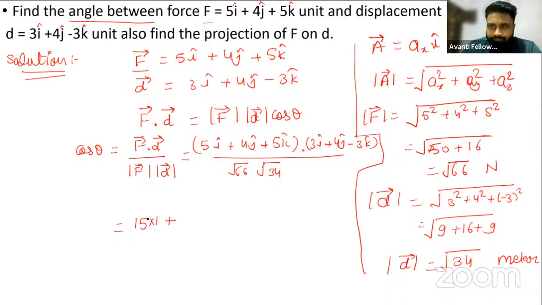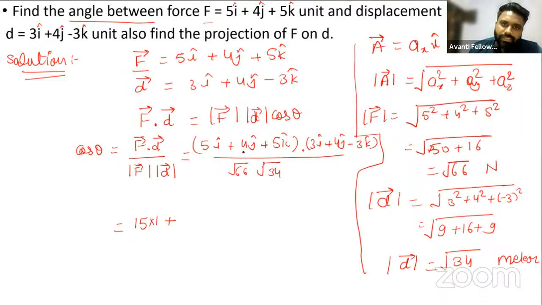Plus, the shortcut trick is you will just have to take the product of i cap dot i cap, j cap dot j cap, and k cap dot k cap, because all the other products will result in 0. So if you multiply this 5 i cap with 4 j cap, it will become 5 times 4 is 20 i cap dot j cap, which is 0. i cap dot k cap ultimately will become 0.